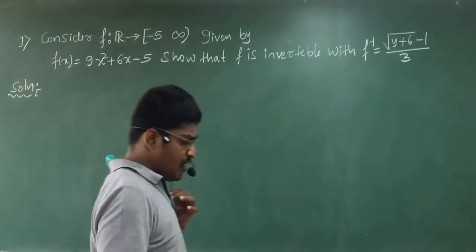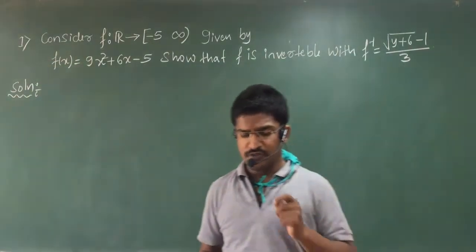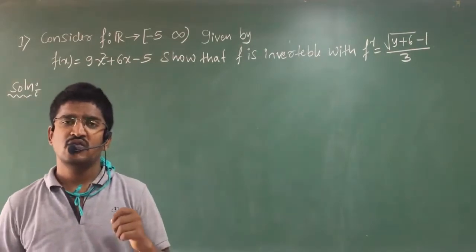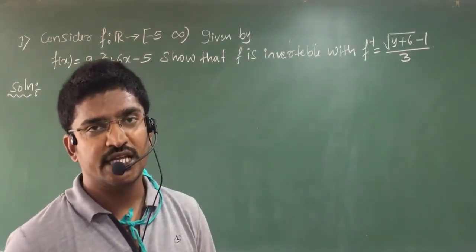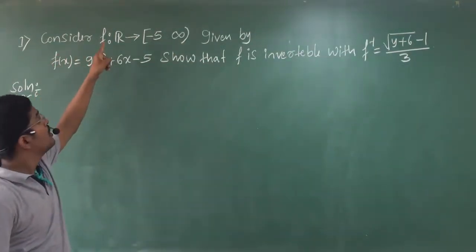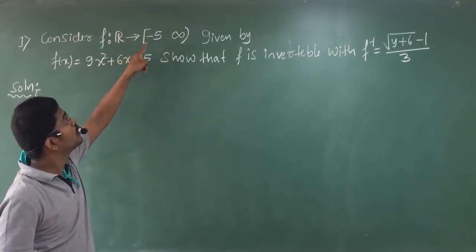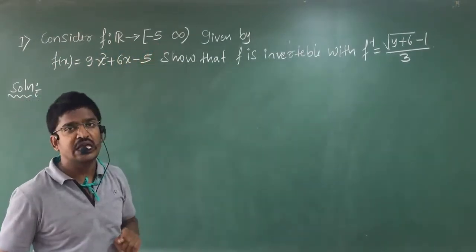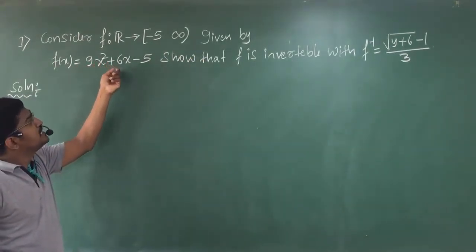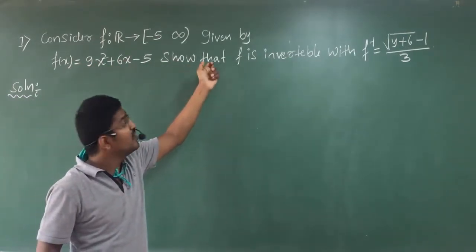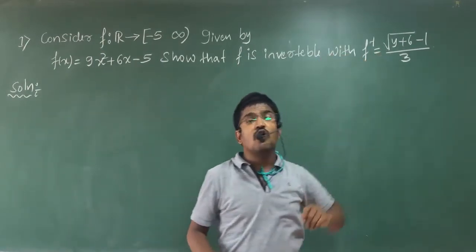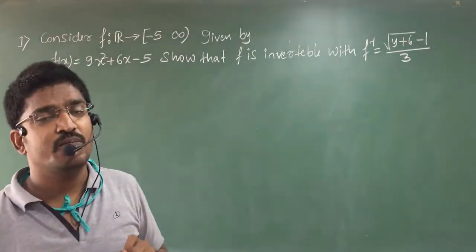Okay students. Now let us go for some of the problems which have already been asked in your board exams and which may be asked in your board exams. Clear? So the first problem is, consider f from the set of real numbers to the closed interval [-5, infinity), given by f of x equal to 9x square plus 6x minus 5, then show that f is invertible with f inverse of y equal to root of y plus 6 minus 1, divided by 3.